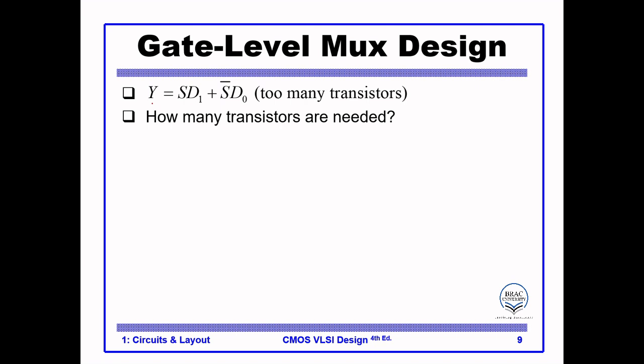We can see that the expression of a mux using gates will be like this. If our select pin is S and our inputs are D0 and D1, our output will be S times D1 plus S bar times D0. If we want to build a gate level mux using this formula, we'll need too many transistors.